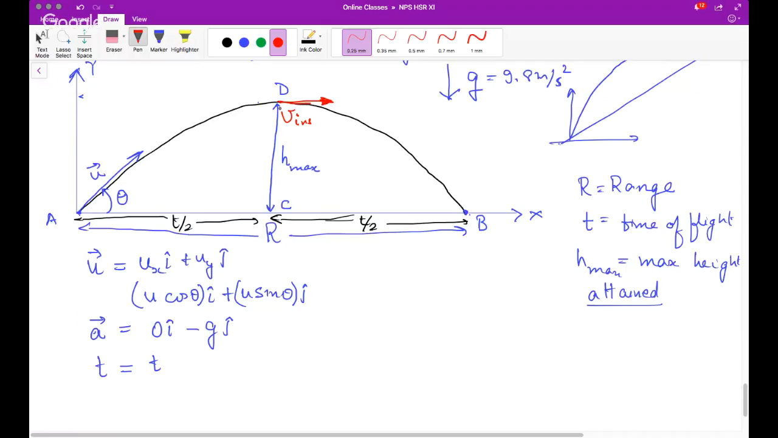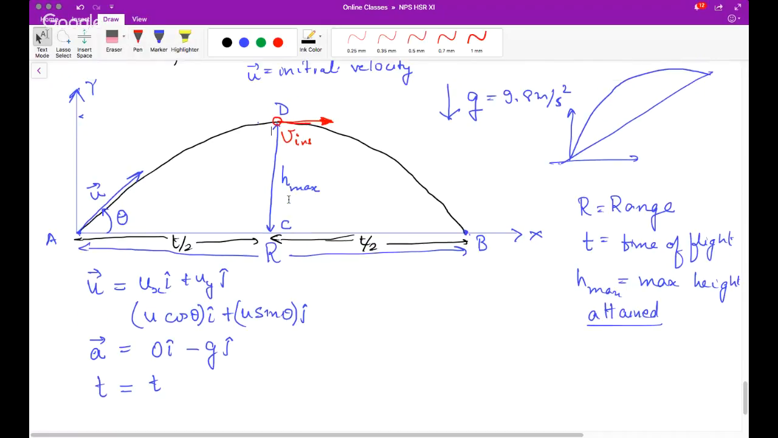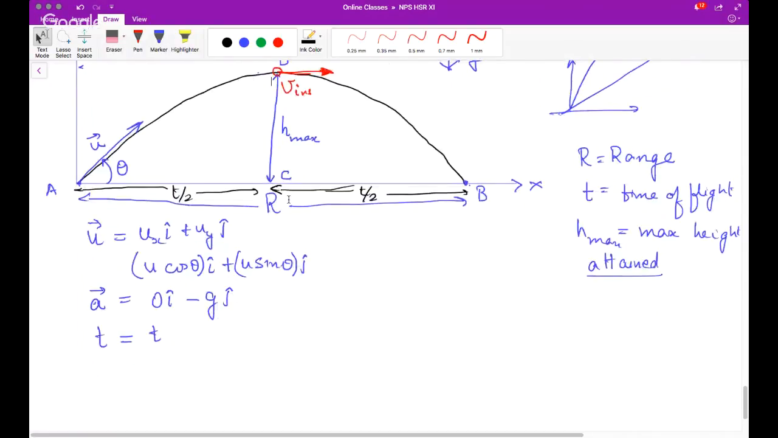And why is it 0? Because if you see, the velocity vector is parallel to the ground. So hence there is no component whatsoever in the perpendicular direction. So hence velocity in the perpendicular, or let's say vertical, direction is 0 at this point. In the horizontal direction there is some v.